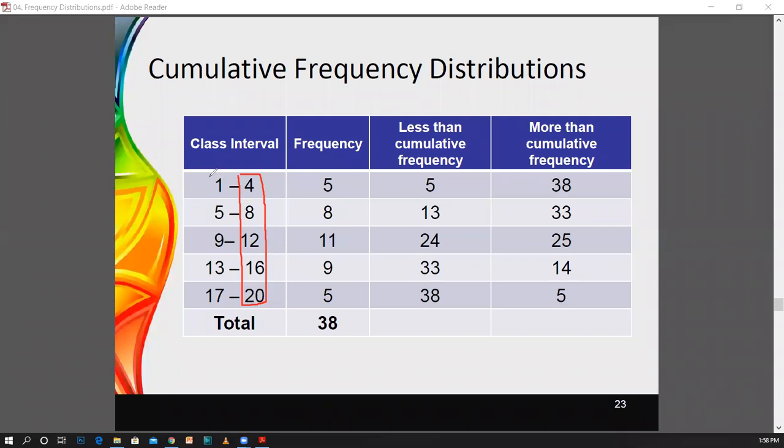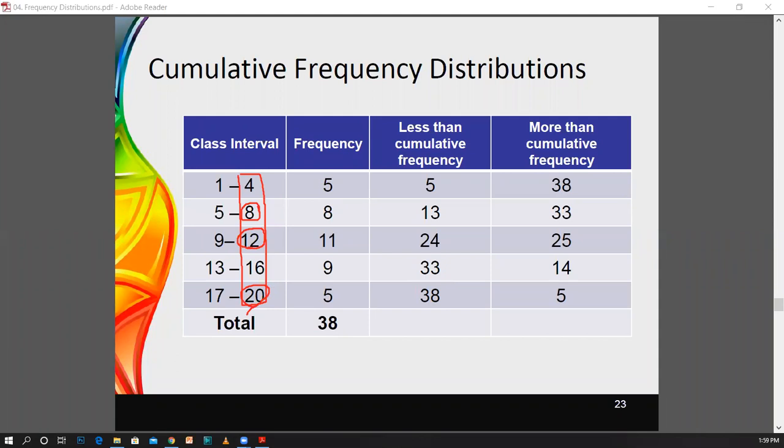It means that it is coming from 1 to 8. Therefore, if we interpret this 13, then we can say there are 13 data points which are less than or equal to 8. Next one is 24. If we are interpreting this value, we can say there are 24 observations which are less than or equal to 12. Then this 38 says that there are 38 observations which are less than or equal to 20. Therefore, this is how we are interpreting this less than cumulative frequency.